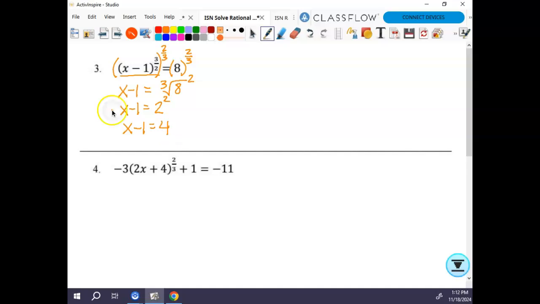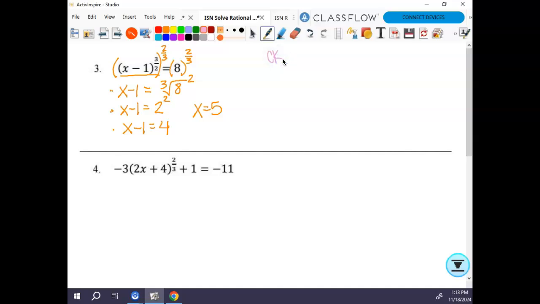Now, if you skip this step and you're like, oh, the cube root of 8 is 2, I square that, I get 4, and you go straight to here, that's totally fine. Just writing that in there so I don't lose anybody. And you know whether or not you need to skip steps, because some of us probably don't need to. And then x equals 5. Then I have to check it.